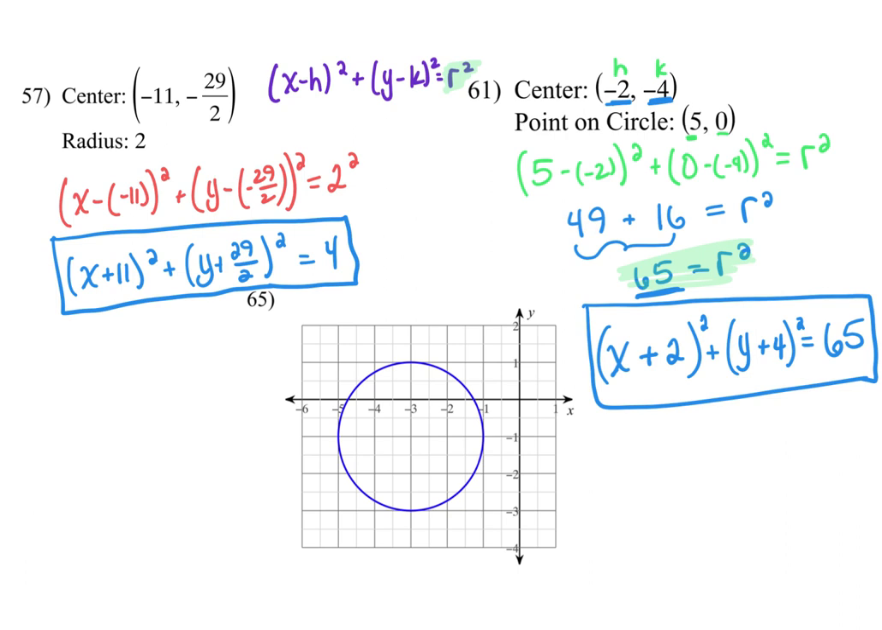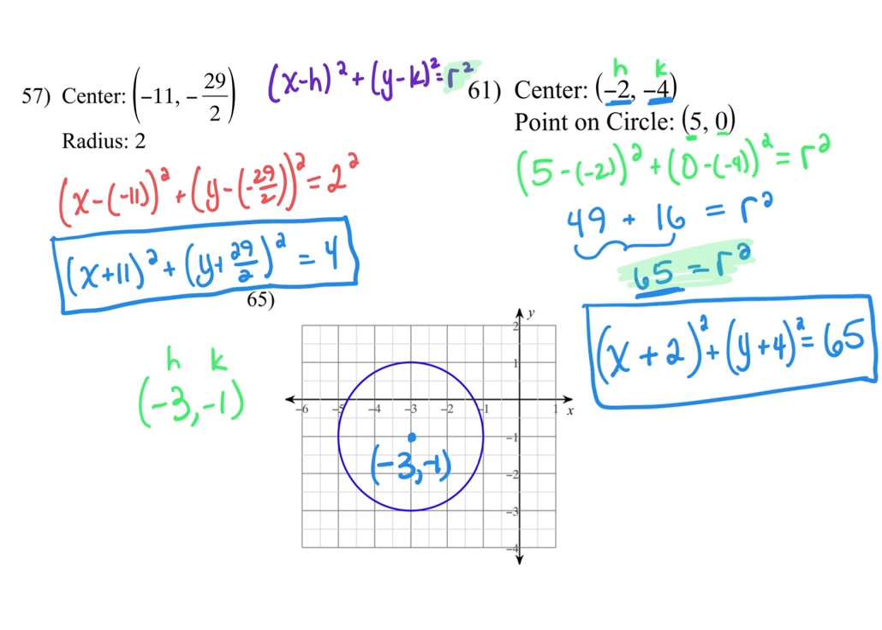And so for the last one, if they give you a picture or a graph, you literally just have to find the center on the graph and count for your radius, right? So my center on this graph is right here. That means my center is at (-3, -1). That's where that point is, right? (-3, -1). So that means my h, k is (-3, -1). They've given me my h and my k.